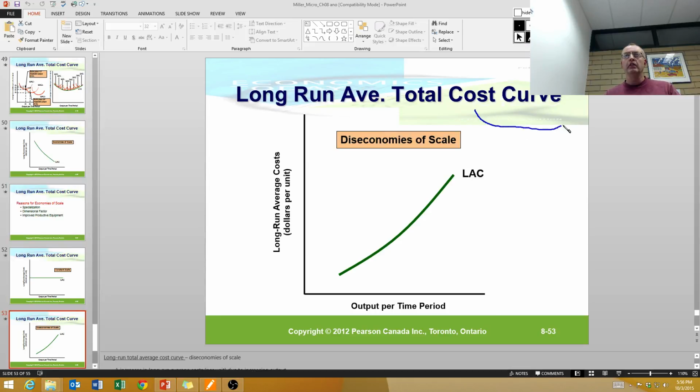Okay. Then the next little section deals with the final range of the long-run average cost curve. So we have the increasing economies of scale here. We have constant economies of scale here. And then we can get to a size where, as we increase the size of our plant, our long-run average costs actually increase. And these are known as diseconomies of scale.